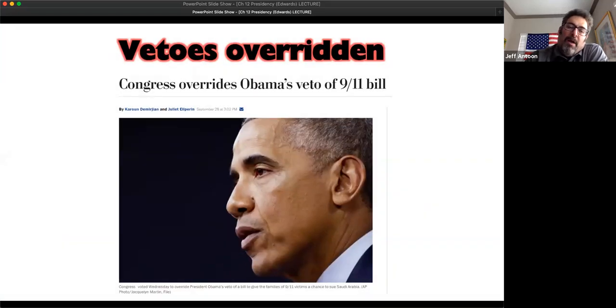And then Obama's only veto that was overridden was the 9/11 bill. The 9/11 bill that was passed by Congress said that any American affected on 9/11, who lost family, property, whatever that may have been, could sue those other countries. Obama vetoed it because he said, well, then those countries in turn can sue us, and that could lead to issues. And then Congress overrode him for that, which is really interesting.